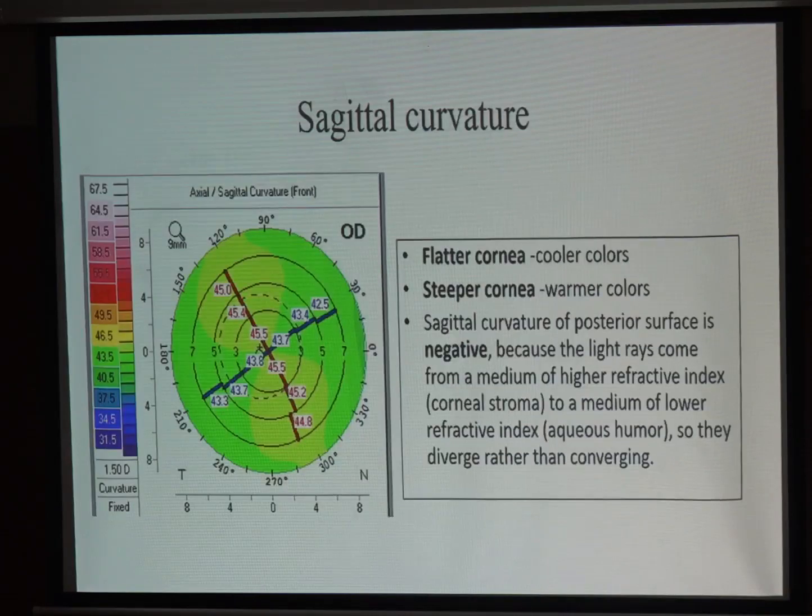Now this is a sagittal curvature map. What you can see in this is again that the color scale is provided to the left of the map. You can see that a pattern is being formed on this curvature map. Since we are talking about the normal Pentacam map over here, this is a normal symmetrical bow-type pattern that you are seeing, and this is showing a regular astigmatism, right?